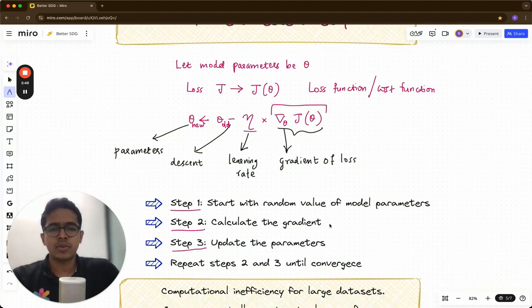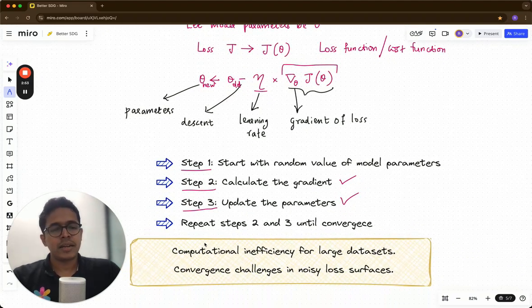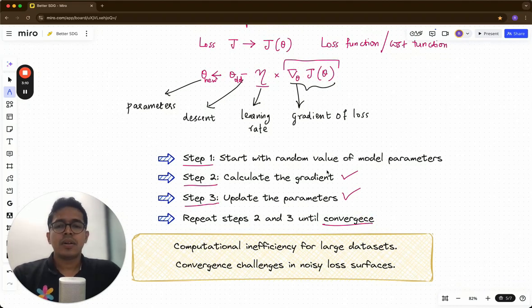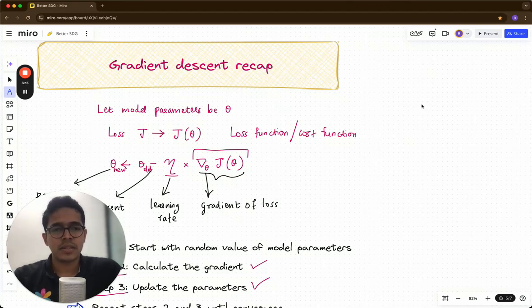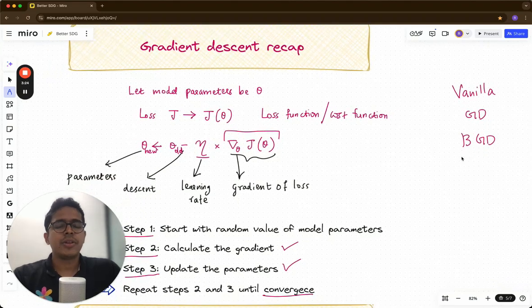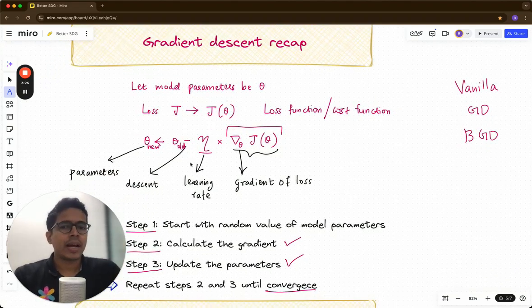Then you repeat these two steps, calculating the gradient and updating the parameters, as many times as needed until you are satisfied with the level of reduction of loss, or for a predetermined number of iterations. You can call it the point where you are happy with the level of convergence. Now the normal gradient descent has several names: vanilla gradient descent, gradient descent, and batch gradient descent, because here you are using every single data point to calculate the gradient of the loss.